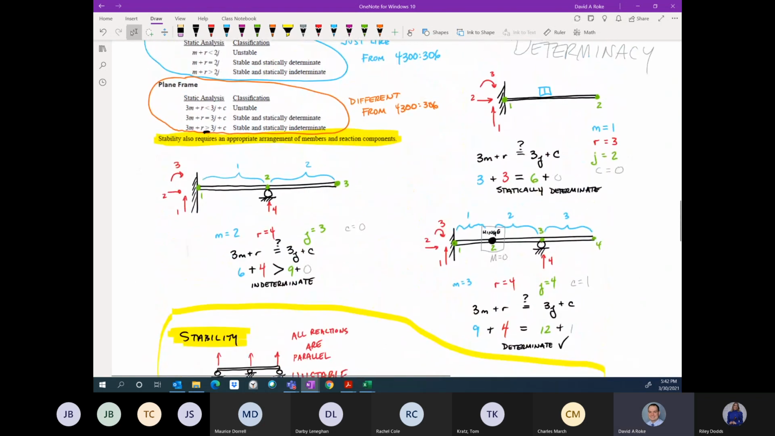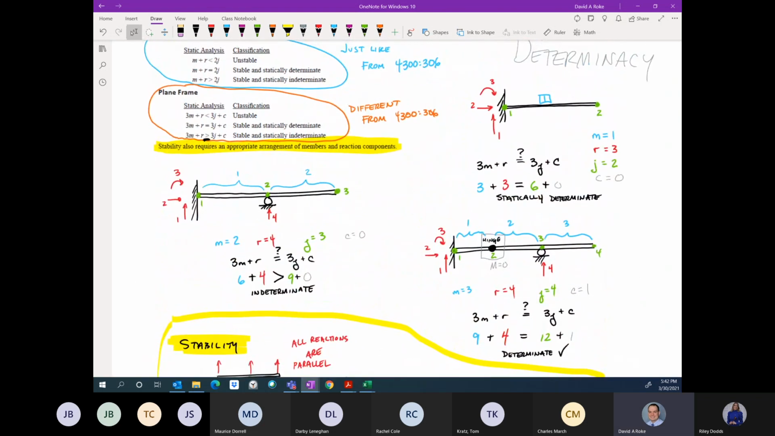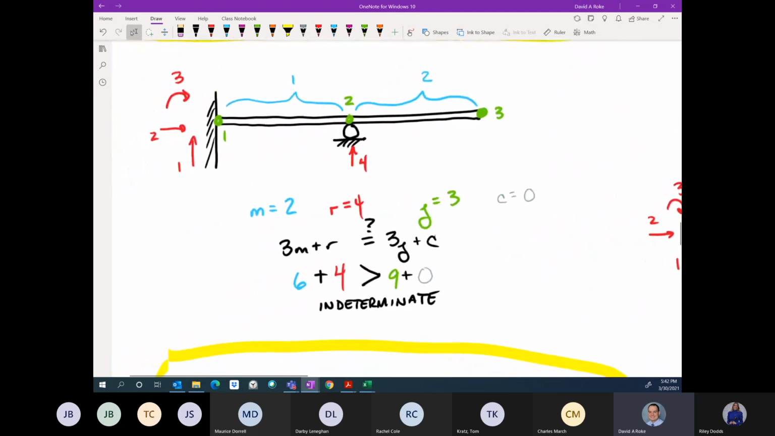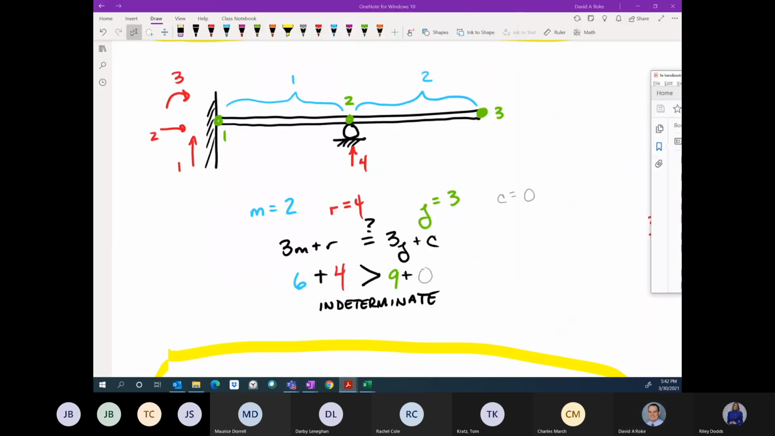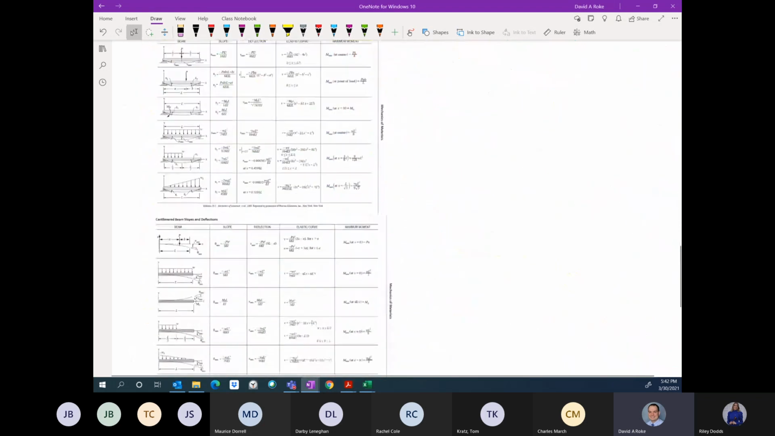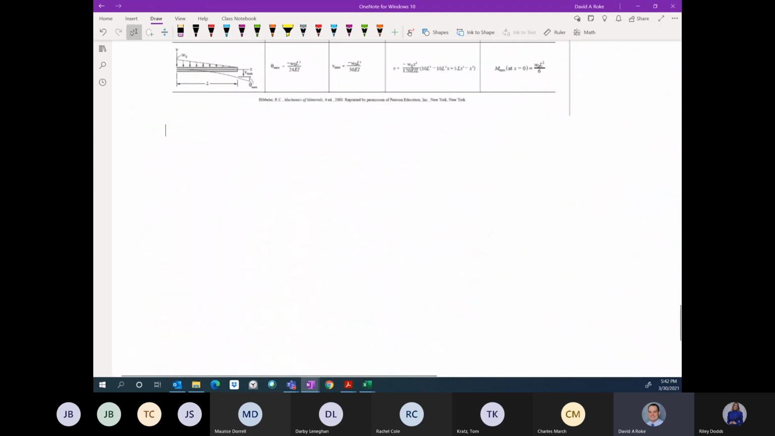So I could take, for instance, this propped cantilever and say this is a structure with a single degree of indeterminacy. We'll look at the relative validity of doing that. Yes, we can absolutely do that. So let's take a look at this thing and try to understand how we can deal with that with the force method. So I'm going to take a propped cantilever.